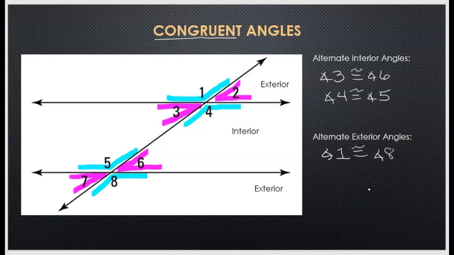See if you can find the other pair of alternate exterior angles. And hopefully you came up with angle 2 and angle 7. So angle 2 is congruent to angle 7 because those are alternate exterior angles.